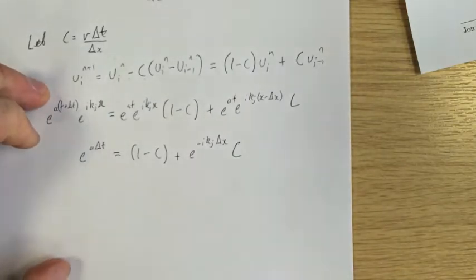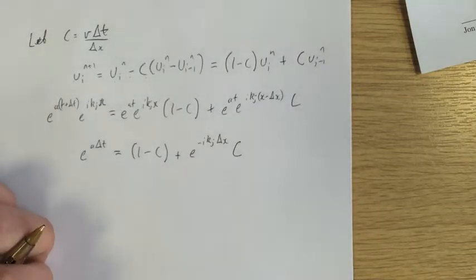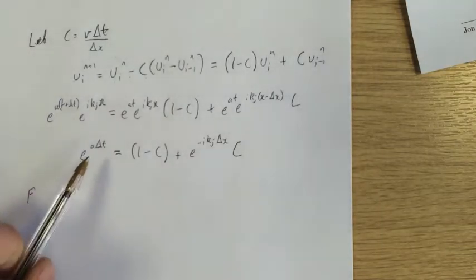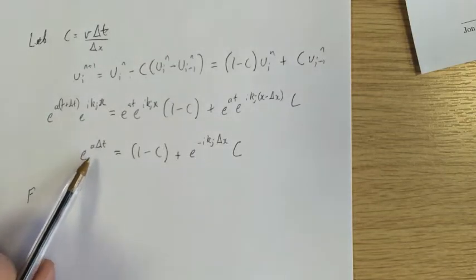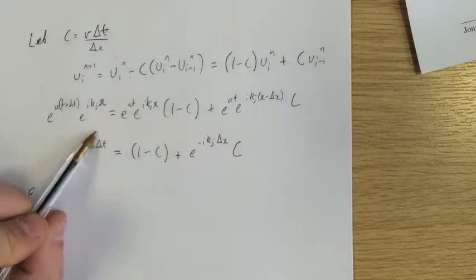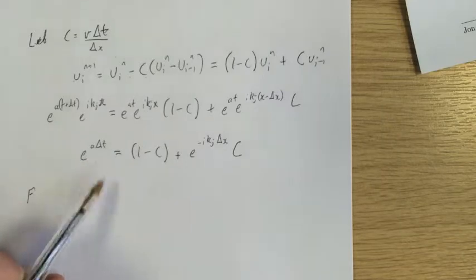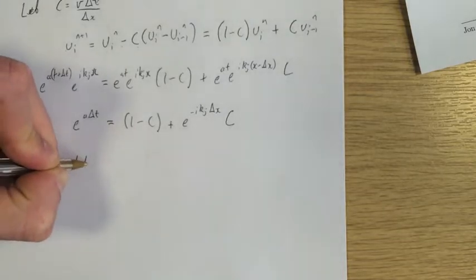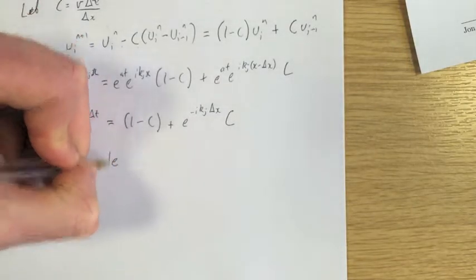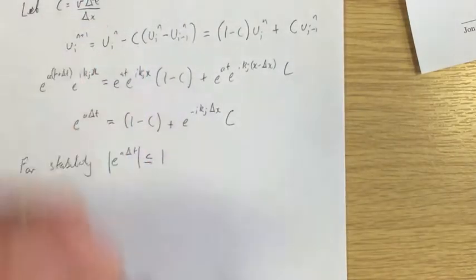Now what we have is the stability. This is like a growth in the error. e to the a could be any number, but we need this growth in the error to be less than 1 for stability. If it's greater than 1, the error just keeps compounding and we have an unstable scheme. So for stability, we want the magnitude of e to the a delta t to be less than or equal to 1.